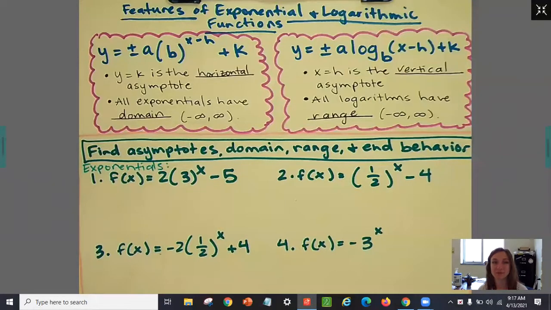In this video, we're going to be doing some examples of finding asymptotes, domain, range, and end behavior for exponential functions. So let's start with this first example here, and we are going to find the horizontal asymptote first.